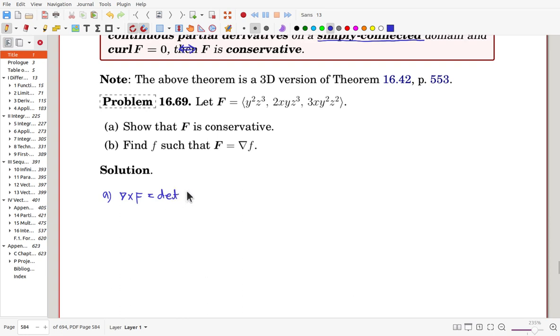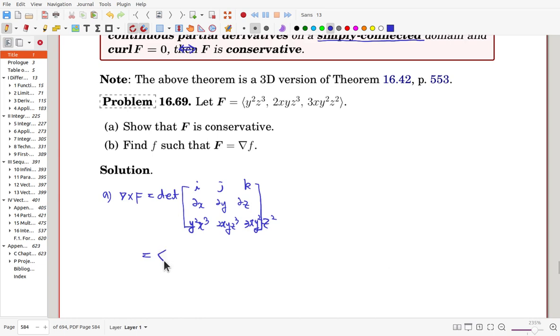That is the determinant of the matrix. Now that is i, j, k. The first vector is del, so x derivative, y derivative, and z derivative. And now the second vector is the vector field given. So that is y squared z cubed, the second one is 2xy z cubed, and the final component is 3xy squared z squared.